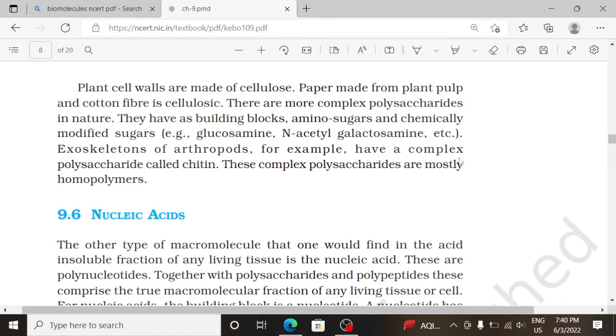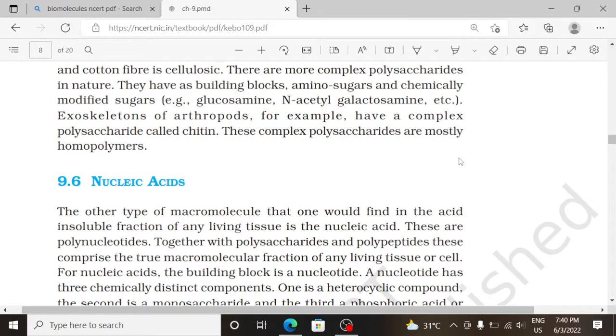There are more complex polysaccharides in nature. They have as building blocks amino sugars and chemically modified sugars. Example: glucosamine, N-acetyl galactosamine, etc. Exoskeletons of arthropods, for example, have a complex polysaccharide called chitin. These complex polysaccharides are mostly homopolymers.